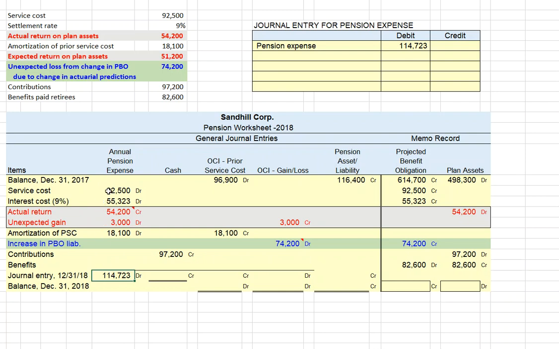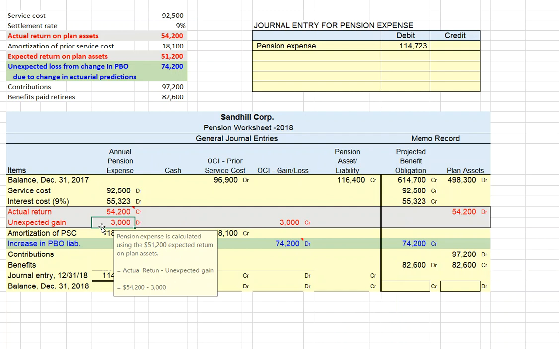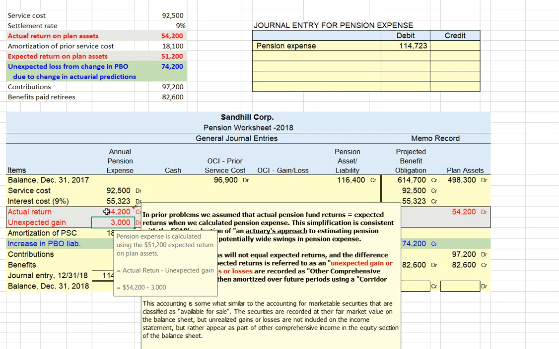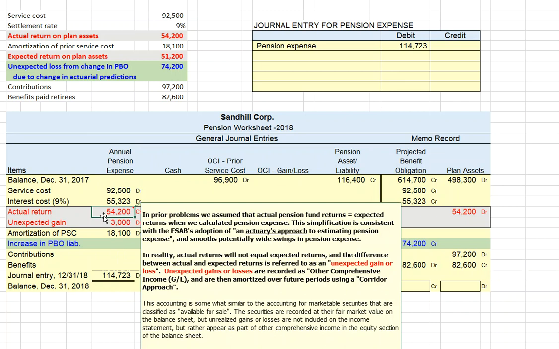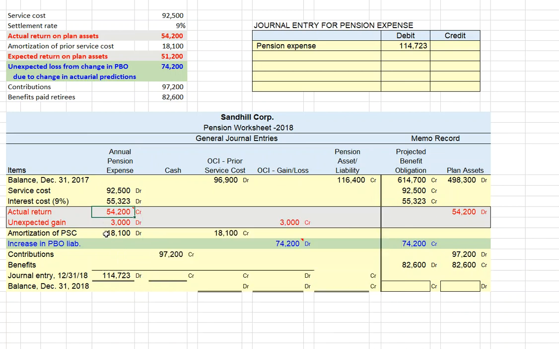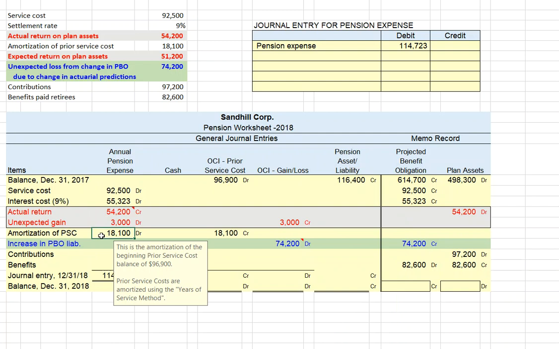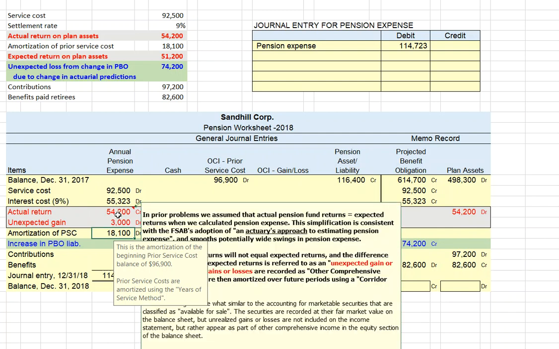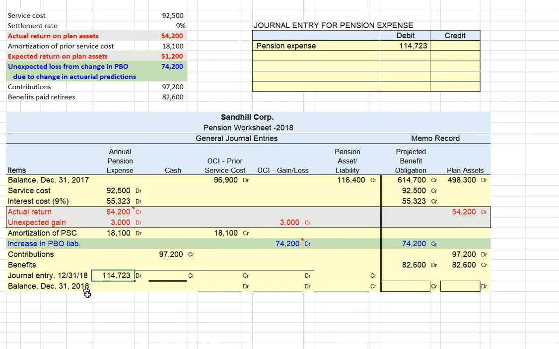$114,723. It is our service cost of $92,500, our interest cost of $55,323, and we deduct the unexpected gain of $3,000, and we increase it by the amount of the actual pension return of $54,200, and then we include as expense the $18,100. So we've got our debits less our $54,200 credit, which gives us $114,723, and we record that as pension expense.